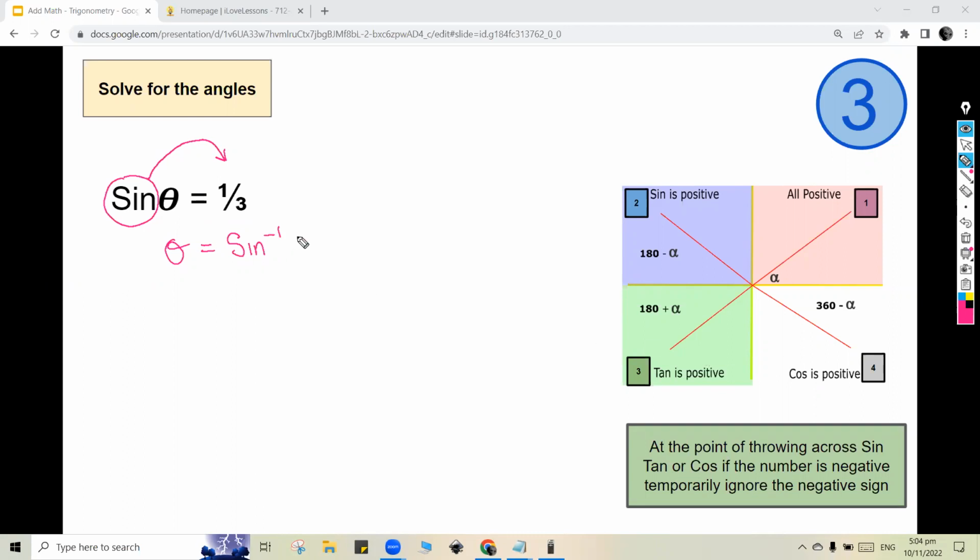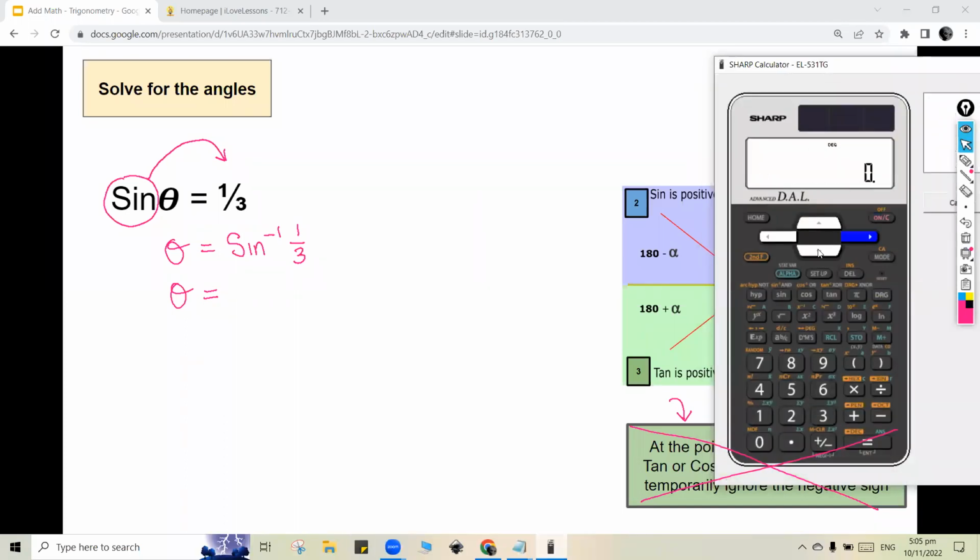And of course, 1/3 is clearly what? Positive, all right? So this note here does not apply. We don't have to ignore any negative sign. Can you all quickly find sine inverse of 1/3? You could use the fractions button on the calculator, right? Try your best not to round off 1/3 to 0.33333. You could just simply use the fractions button here. Second function, sine, 1 ABC 3.